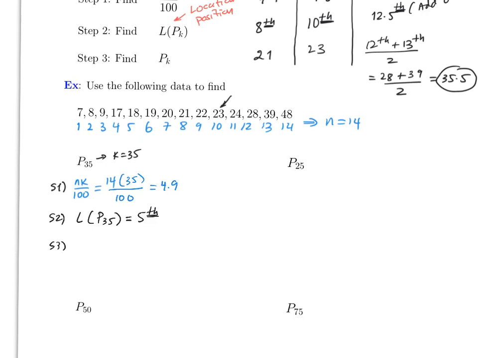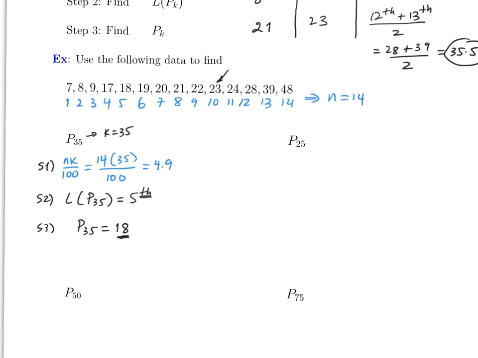Well, the answer is going to be the location number 5. So which one is location number 5? Location number 5 is the number 18. So the answer is 18. So it is that easy. That's all you have to do. Very, very simple.